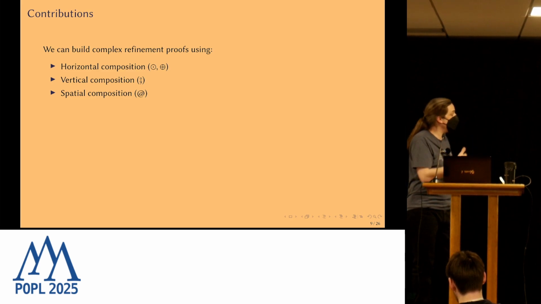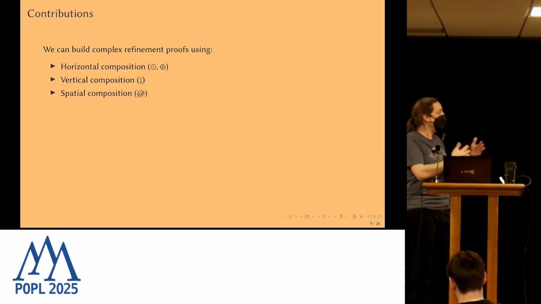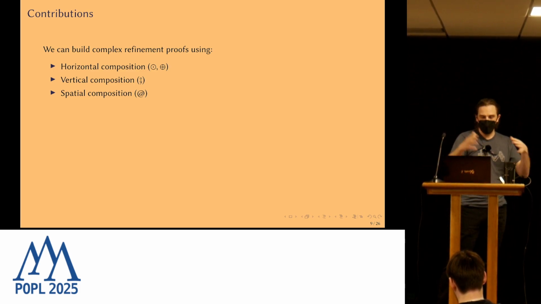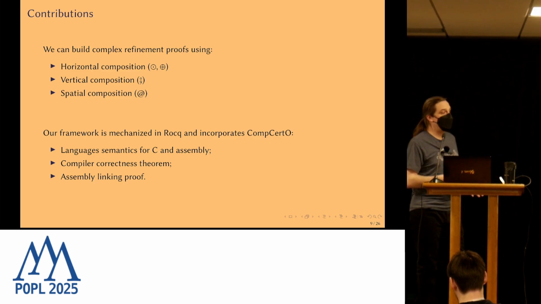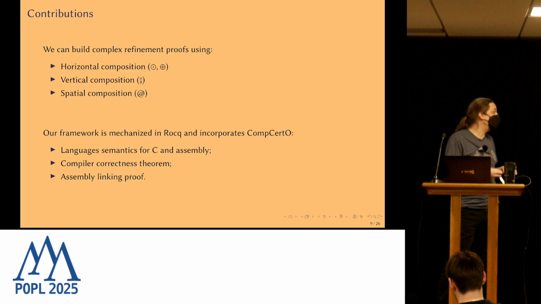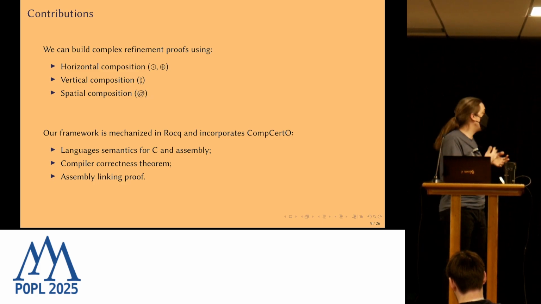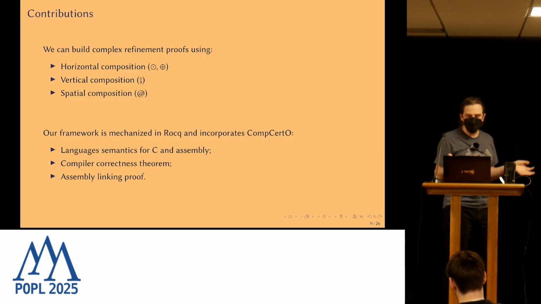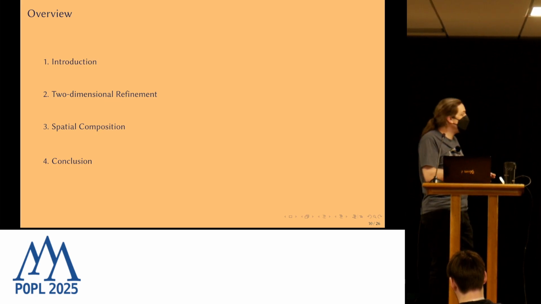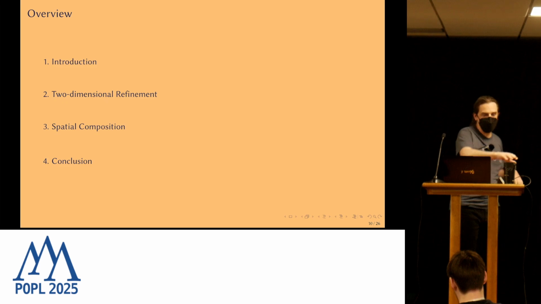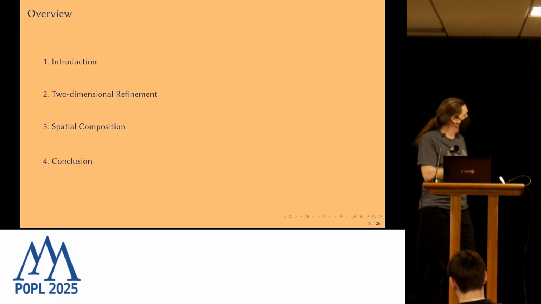I'll talk a little bit, if I have time, about spatial composition, which is how we deal with how state is used in the different parts of the system. And we were able to mechanize this framework and incorporate CompCert-O, which is our compositional version of CompCert, to be able to reuse all of these things that are associated with it. So I'm going to describe how this two-dimensional refinement framework works a little bit. Then I'll get into how we deal with state and go over a conclusion.